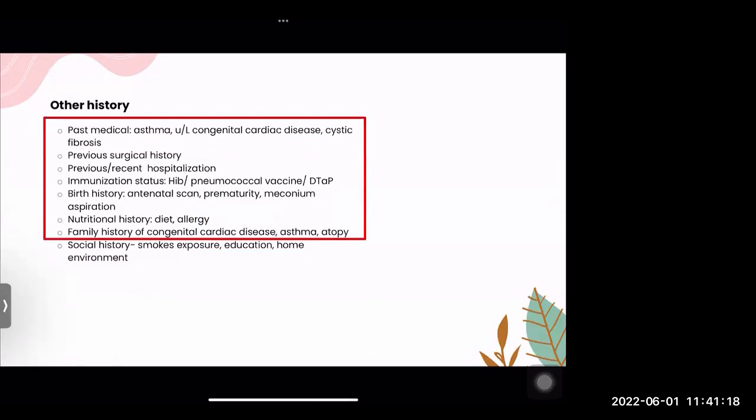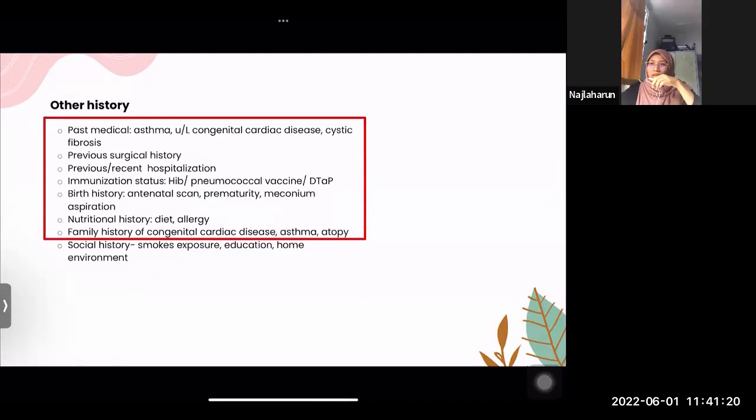Okay, next. What are the other histories that we need to ask? Other than the history of presenting illness, we also need to dig into the past medical history. Does the patient have asthma, underlying congenital cardiac disease, or cystic fibrosis? Ask about previous surgical history and previous or recent hospitalization, because it is important to know the diagnoses and what treatment was given, as the patient may have been partially treated before.